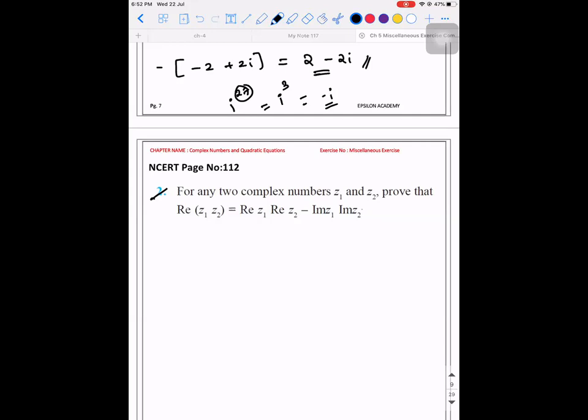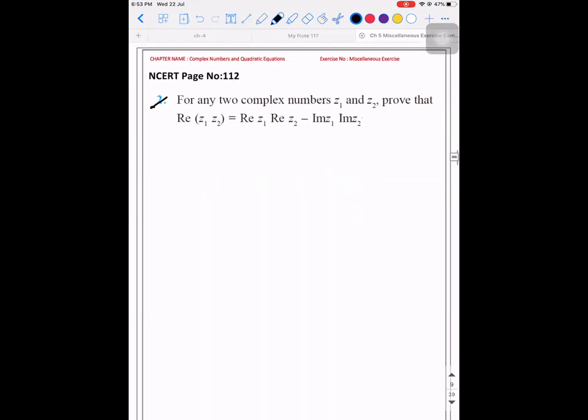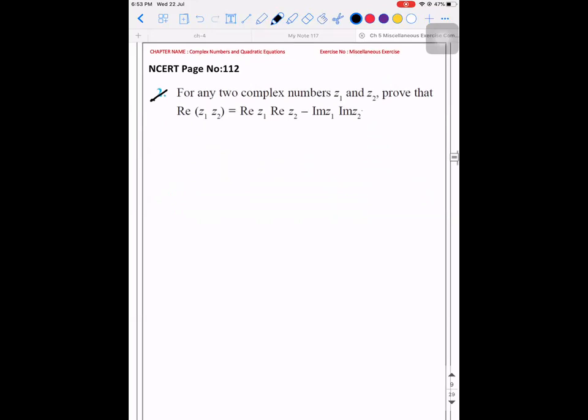So what are they asking us? For any two complex numbers Z1 and Z2, prove that the real part of Z1 Z2 is equal to real part of Z1 into real part of Z2 minus imaginary part of Z1 into imaginary part of Z2. For this problem, let the two complex numbers be Z1 equal to A1 plus iB1 and Z2 equal to A2 plus iB2.